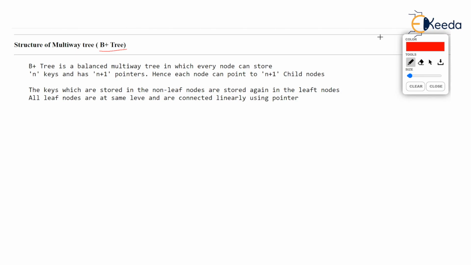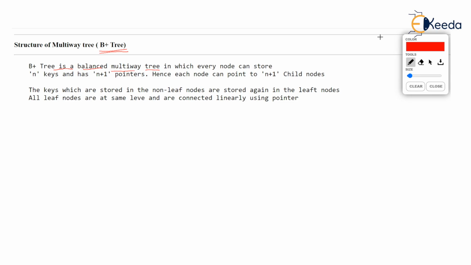Now in the earlier 4 videos, we saw B tree, balanced multiway tree. Now B plus tree is just an extension of B tree as the name suggests, B plus. So it has some added features. Basically all the properties of B tree are there in B plus tree also. So B plus tree is also balanced. You see, B plus tree is a balanced multiway tree. So all the leaf nodes are at same level.